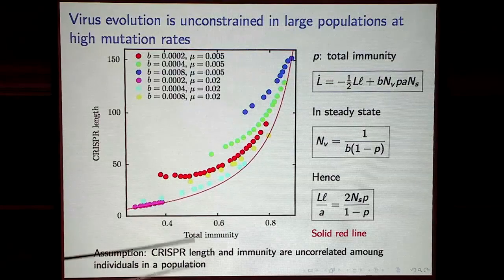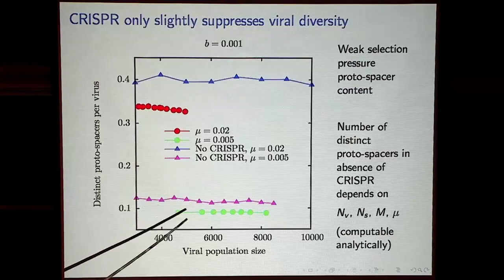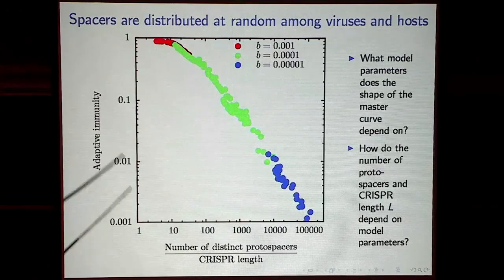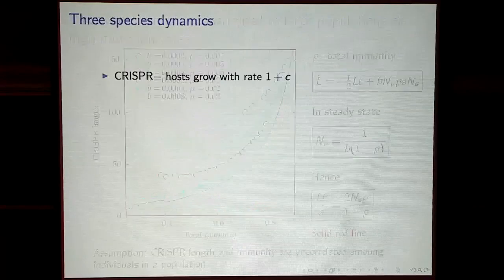If you take this prediction and put it together with the calculation of the viral diversity, what this should yield in the end is the prediction for the shape of this master curve, which, since this is a very recent project, I don't have yet. But it will be there.